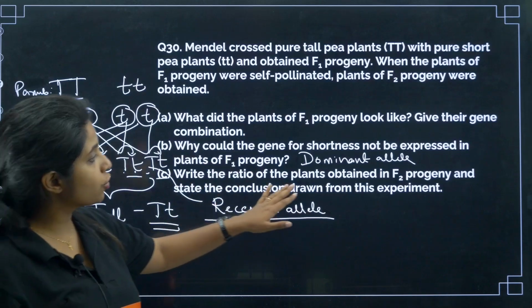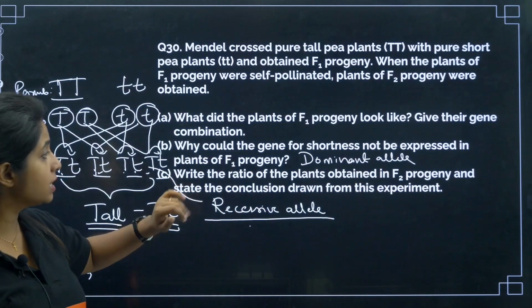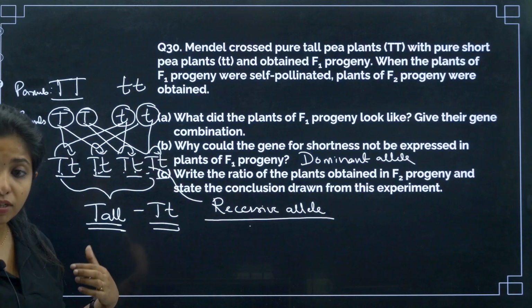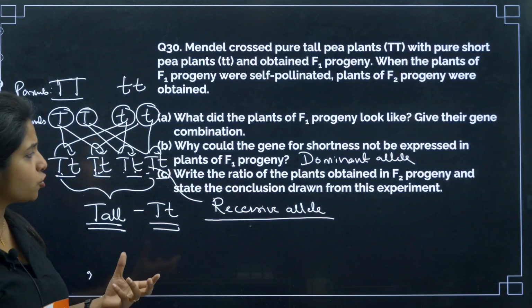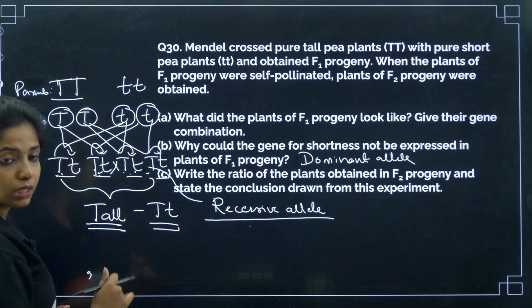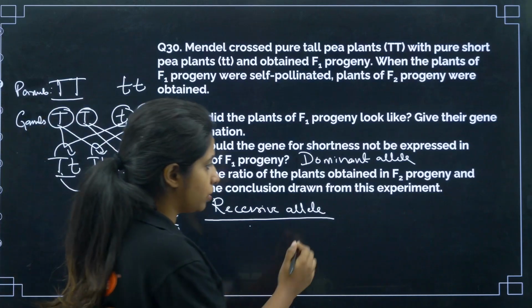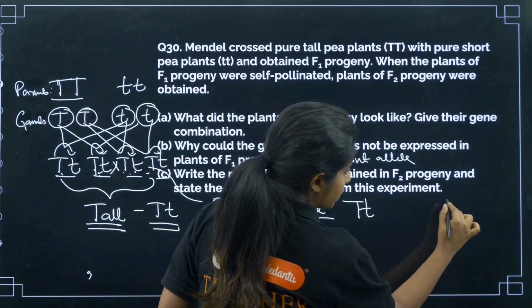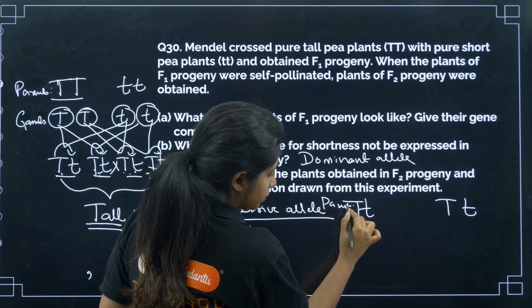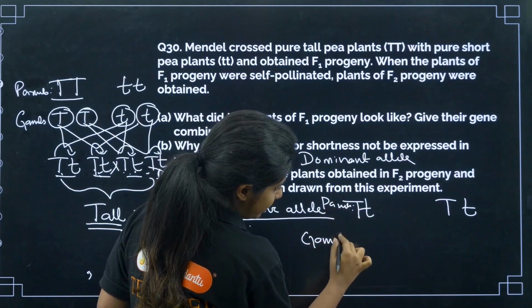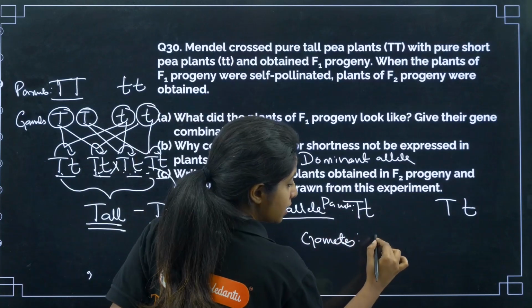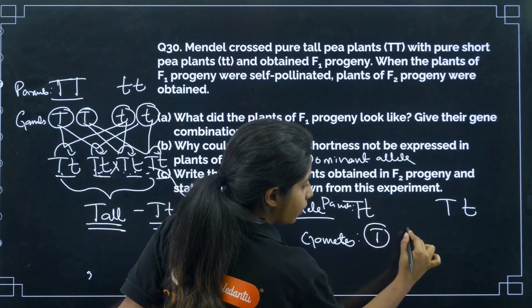Now write the ratio of plants obtained in F2 progeny and state the conclusion drawn from this experiment. So we have to say what is the ratio of plants obtained in F2 progeny. How do you find F2 progeny? Basically, if you do selfing, if you cross this with this, you get F2 progeny. Let's do that. So capital T small t is there, capital T small t is there. These are the parents. Now gametes. Please write parents like this. Now gametes, you have to encircle them. It can be capital T or it can be small t.